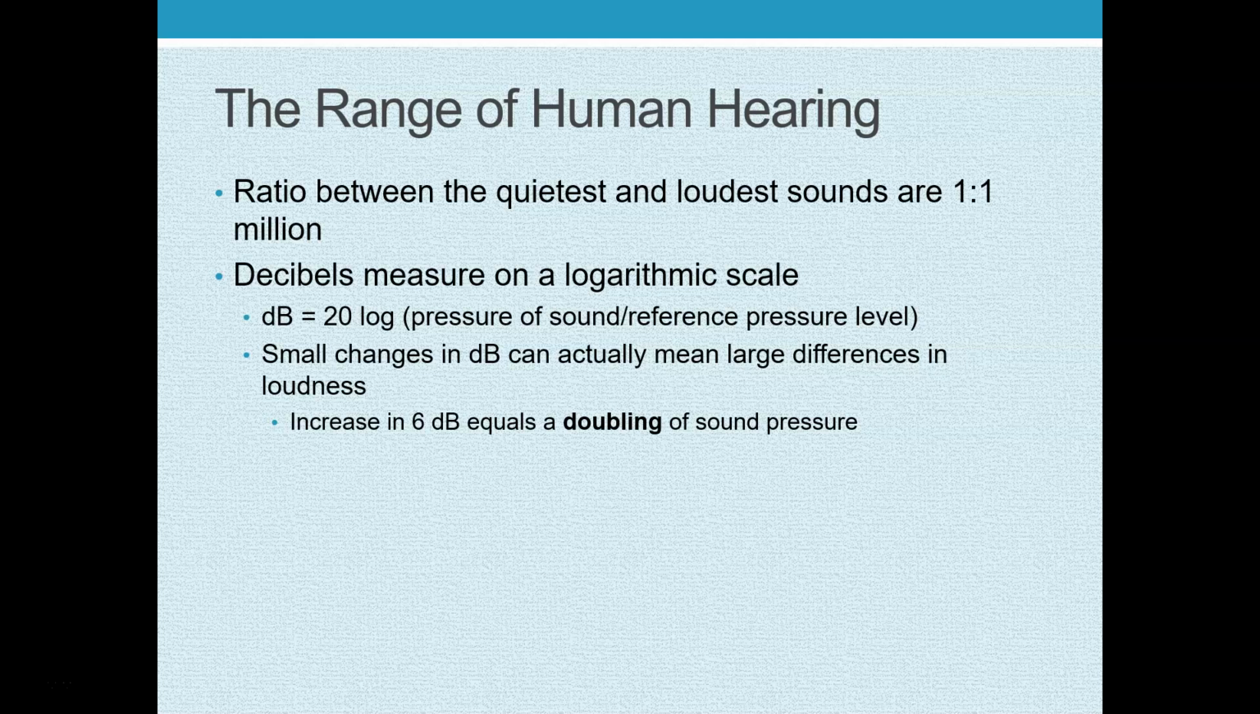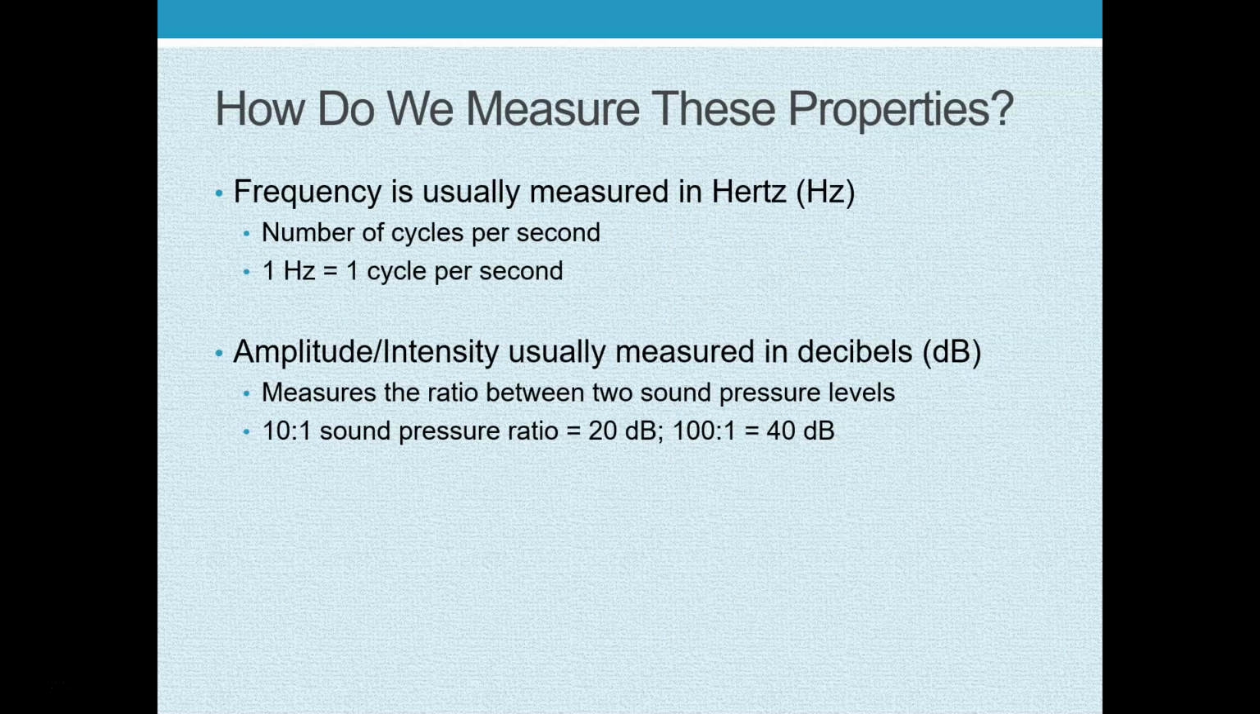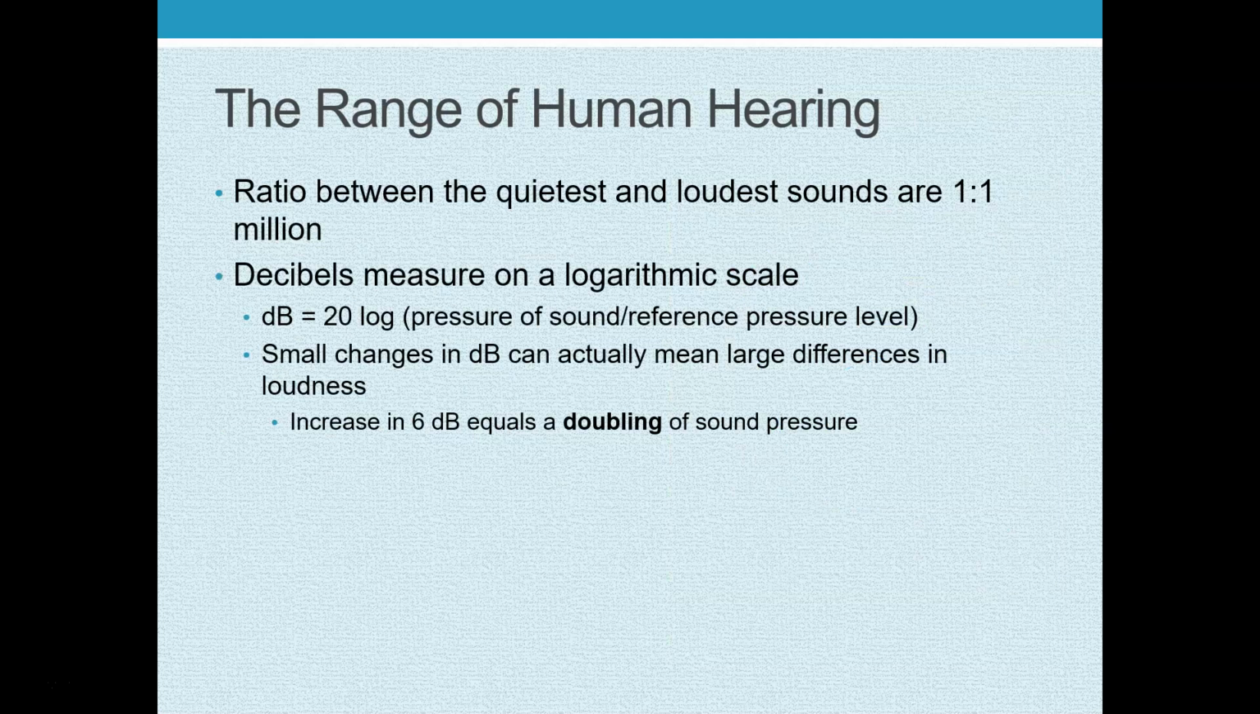Now, one thing that I do want to impress, because decibels are functioning kind of as a ratio of sound pressure levels, decibels are actually measured on a logarithm scale. So a decibel is about 20 logarithm of the pressure of sound against a reference pressure level. So what this means, because this is a logarithmic function, a very small change in decibels can actually mean large differences in loudness. If we have an increase in about 6 decibels, that is actually a doubling of sound pressure based on this logarithmic scale.